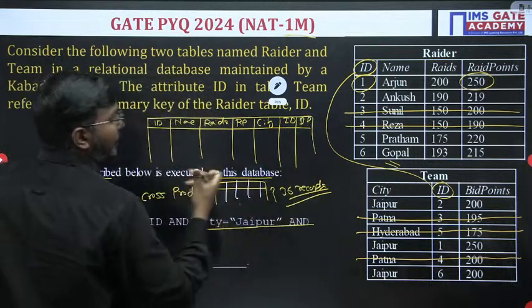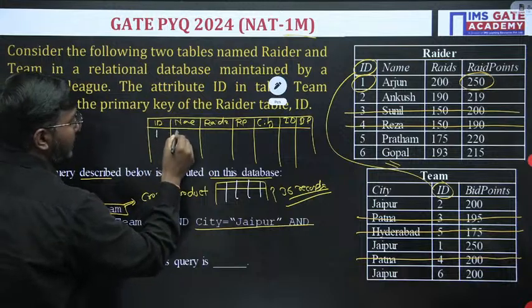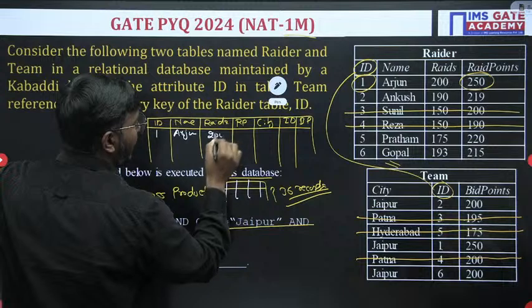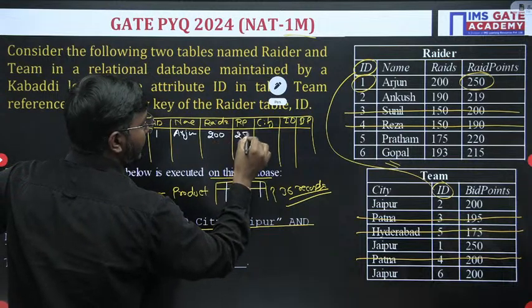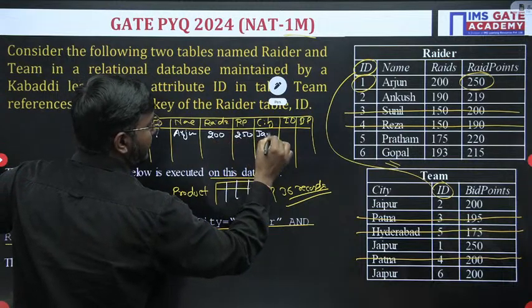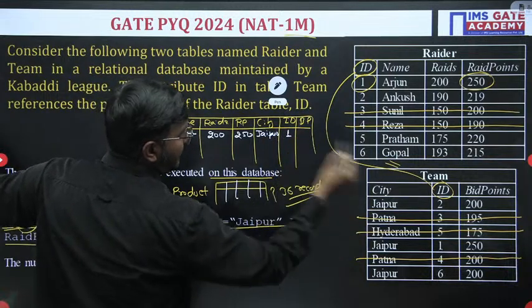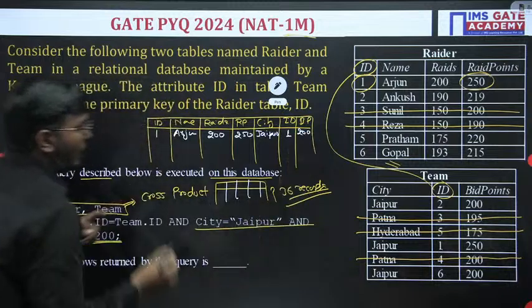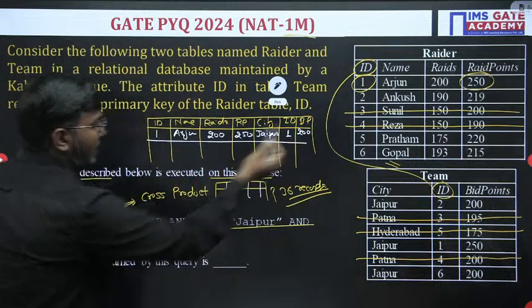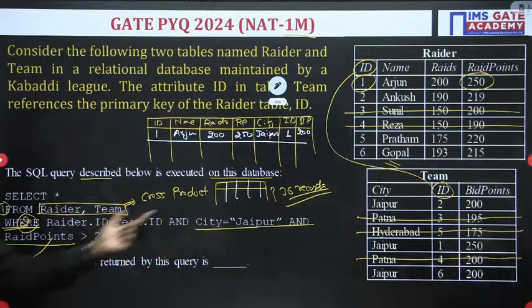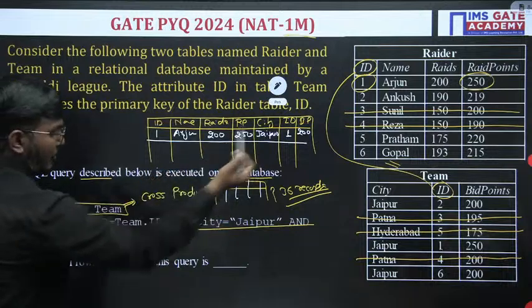Now see the first record pairing: this is 1, name is Arjun, rate is 200, rate point is 250, city is Jaipur, ID is again 1, and this bid point is 200. Now if you check this record, it satisfies all these 3 conditions. Getting my point? All these 3 conditions. See here again city is Jaipur, very good.